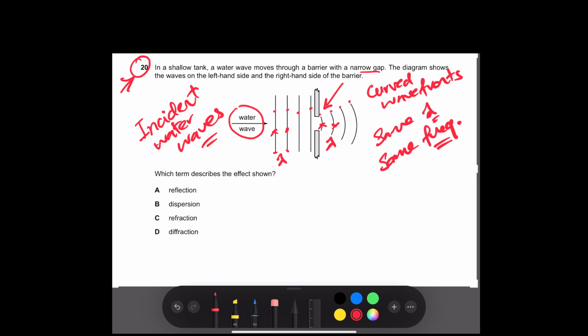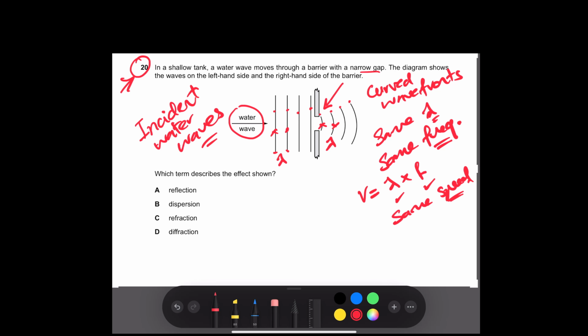According to the mathematical formula linking the wavelength and the frequency, v equals lambda times f. Lambda, the wavelength, is constant for both incident and curved wave fronts, and the frequency is the same for both waves as well. So the speed, or the velocity, is the same in the end.